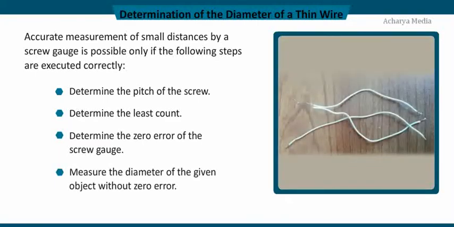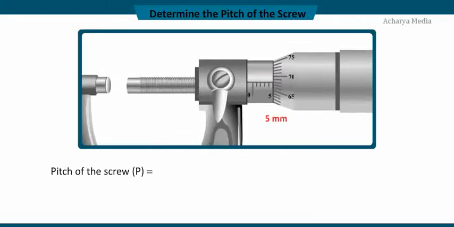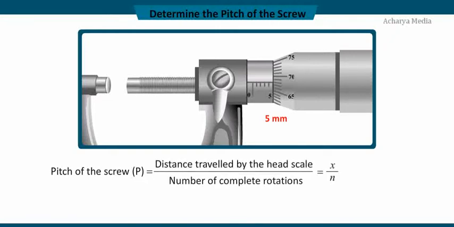Here is a thin wire for which we can determine the diameter using a screw gauge. First, let us find the pitch of the screw in the screw gauge. To determine the pitch, the screw is rotated, say, n number of times, and the distance moved by the screw is noted as, say, x. Then, the pitch of the screw P is equal to x divided by n.